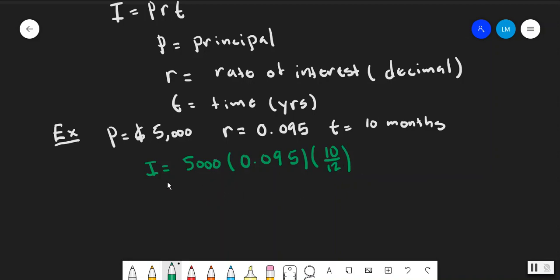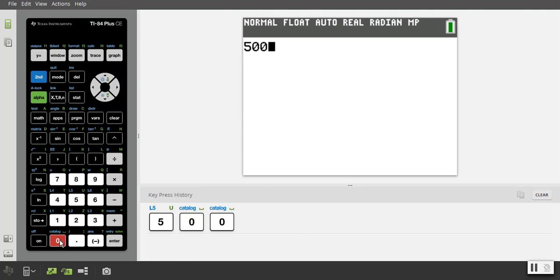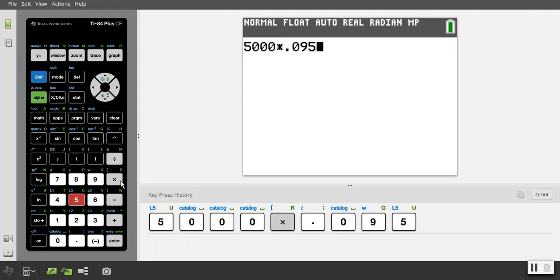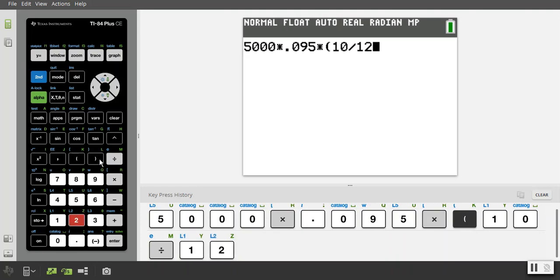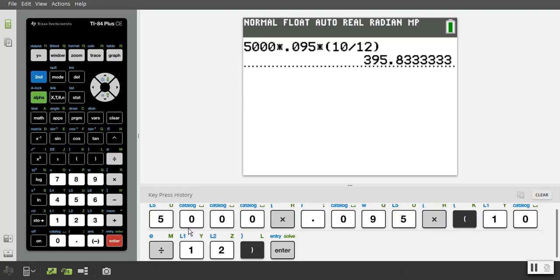Now, when you multiply this through, you'll get that this is equal to 395 and 83 cents. Of course, you can use your calculator if you want to. You would take the 5,000, multiply by 0.095, and then multiply that by the 10 out of 12. We see that we get the same thing, but we're rounding to the nearest cent, so 83 cents.